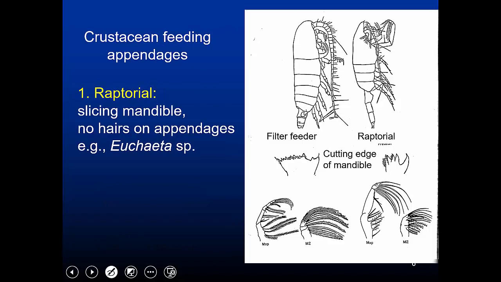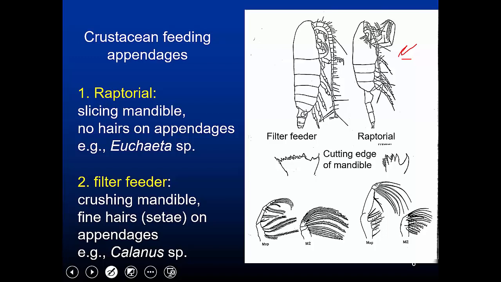The first one is raptorial, which, as indicated on the previous slide, you can imagine as a lion hunting down a gazelle or some other herbivore. Basically, these organisms are catching their prey and then slicing them up. Raptorial feeders are not filter feeders at all, and have very different appendages. They don't have any hairs, or setae to be more scientific about it, that filter feeders have. Setae are hair-like structures on the appendages that help filter out the prey, whereas raptorial feeders do not have that. They just hang on to the prey and ingest it.